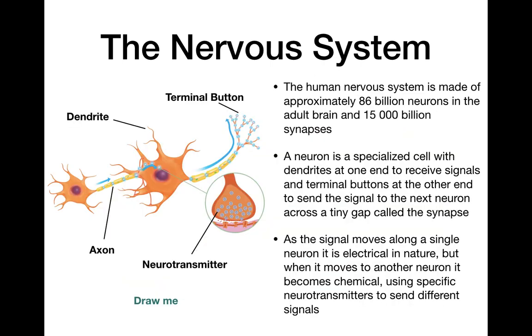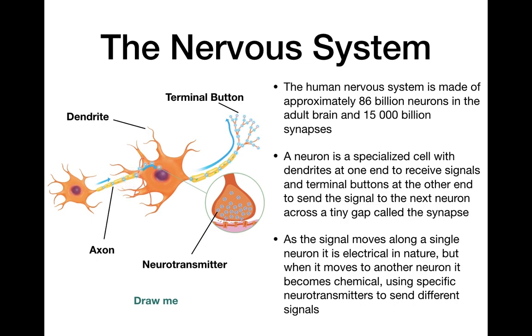Okay, so our nervous system is made up of about 86 billion neurons just in the adult brain and about 15,000 billion synapses. So a lot more synapses than neurons, which of course makes a lot of sense. And what a neuron actually is, it's a special cell. So here's what a neuron looks like. Here's the cell body, and these are called the dendrites. This is the axon, and here are the terminal buttons. So that's one neuron here, and this is the second neuron.